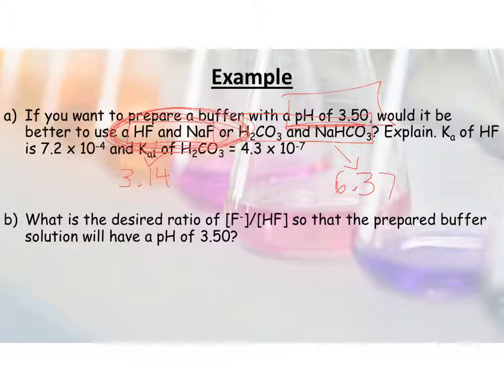for our buffer. Okay, the next question wants to know what ratio we want for our buffer so that our solution is going to end up with a pH of 3.5.